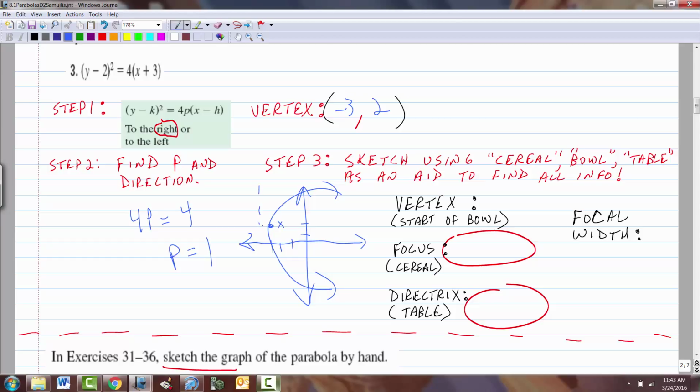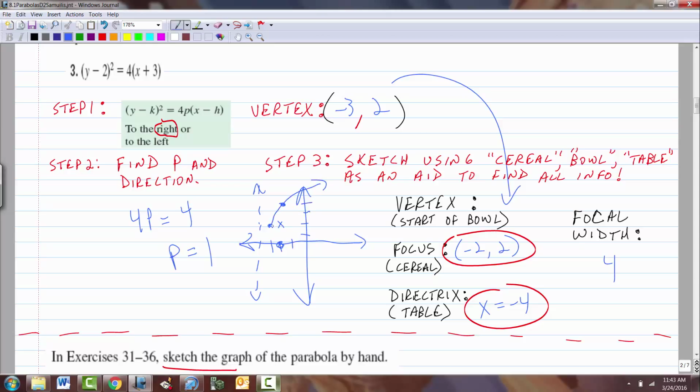So what's the focus and the directrix? Vertex negative 3 comma 2, got it? So what's the focus? The answer is negative 2 comma 2. What's the directrix? x equals negative 4. If you really wanted to get a better drawing, I kind of just think of it or write it. Now what I want is the focal width, which is 4. And all that means is I can go through the focus and go 2 down and 2 up to get a little bit more shape.